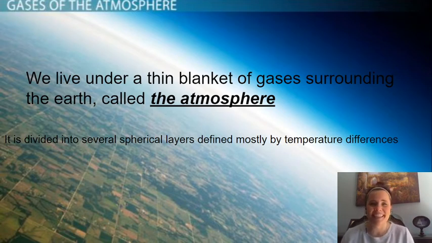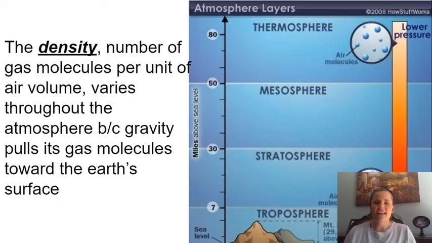It is a thin layer of gases. It's called the atmosphere. I picked this picture because it illustrates that there are the mesosphere and the thermosphere. We have different layers. I also like that this is in miles because we're American and we don't do it right.